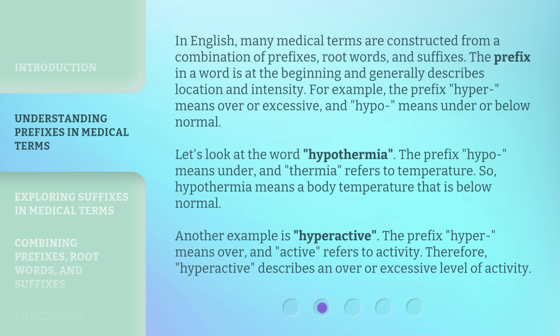Let's look at the word hypothermia. The prefix hypo means under, and thermia refers to temperature. So, hypothermia means a body temperature that is below normal. Another example is hyperactive. The prefix hyper means over, and active refers to activity. Therefore, hyperactive describes an over or excessive level of activity.